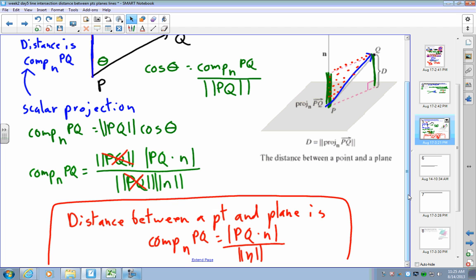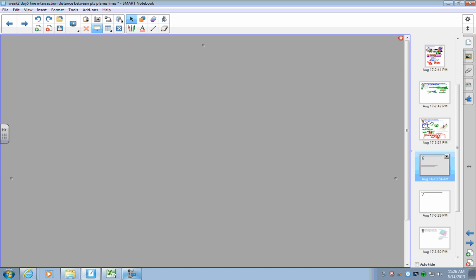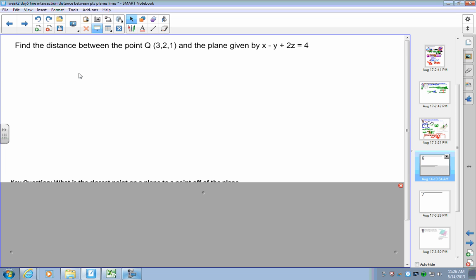So we're going to be using that on this next problem to see if we can find out how long that rope actually is. Okay? So, this first question says, find the distance between the point Q, 3, 2, 1, and the plane given by that. Okay? I know Calc 3, and I always draw a picture to help me remind myself of how to do this. So the way I draw the picture, there's my plane.